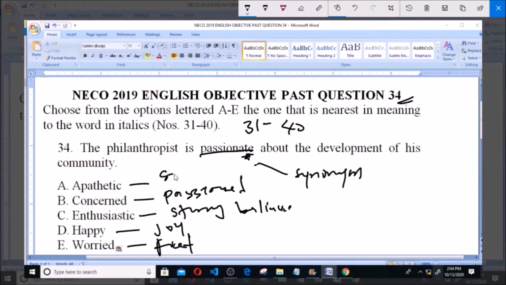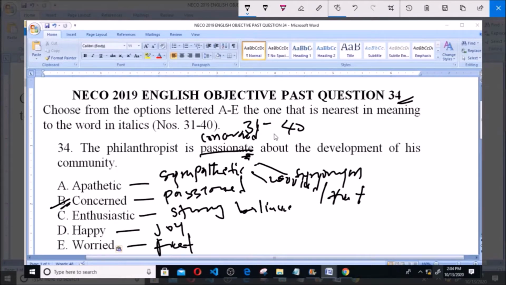Apathetic means to be unsympathetic or worried. Then the same thing here, you can also talk about fright and so on and so forth. So the word that replaces passionate is concerned. So one can say that the philanthropist is concerned about the development of his community. So option B is correct.